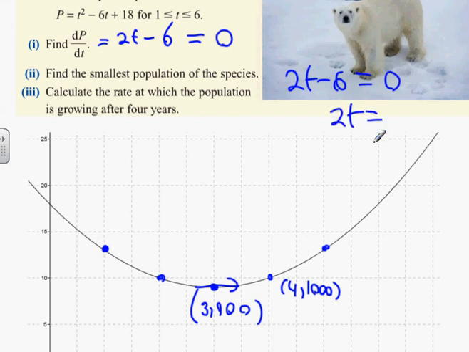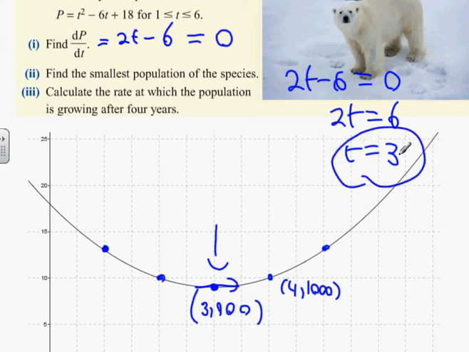So what you could do is replace t back into your original equation. P equals 3 squared minus 6 times 3 plus 18. The answer gives you 9. But please remember, it says up here at the start that 9 represents the population in hundreds. So it's actually not 9, it's 900. Sean, you have a question?